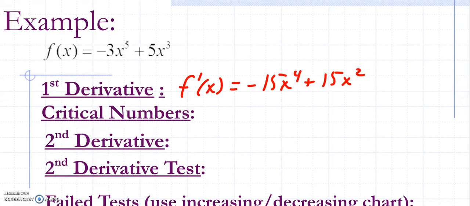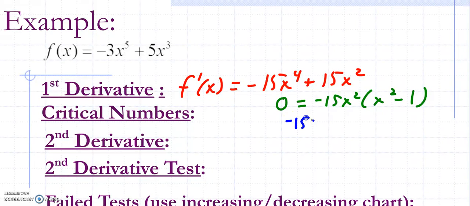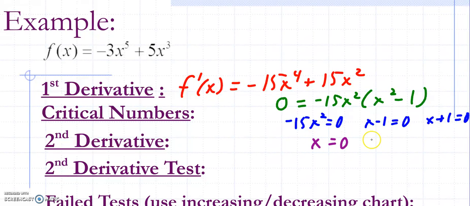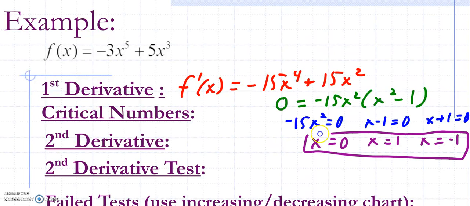Okay, now let's find some critical numbers. So we're going to say 0 equals, we're going to factor out negative 15x squared, and then we're left with x squared minus 1. Set each of these equal to 0. So negative 15x squared equals 0. x minus 1 equals 0. x plus 1 equals 0. I just factored that, that's all. Don't freak out, right? Don't freak out. So I get x equals 0, x equals 1, x equals negative 1. So these are critical values from the first derivative.